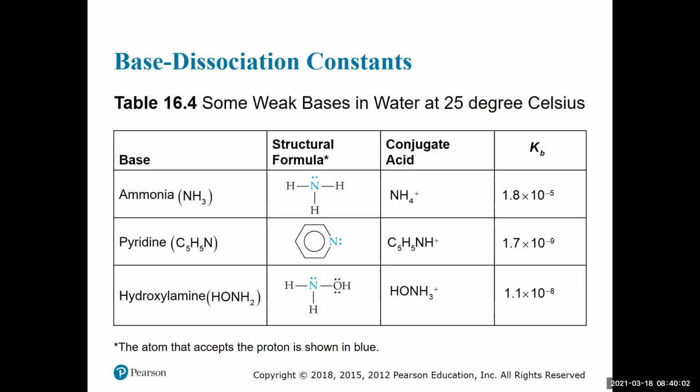But the other main thing I want to point out is the Kb values. Ammonia is 10 to the minus fifth, which is not too low, but if we look at these others, pyridine and hydroxylamine, 10 to the minus ninth, 10 to the minus eighth. So those are pretty weak bases.